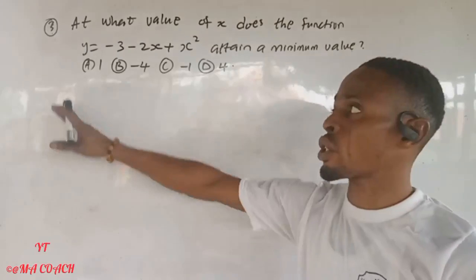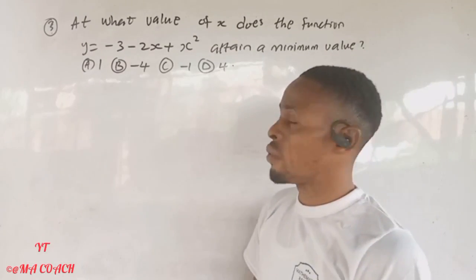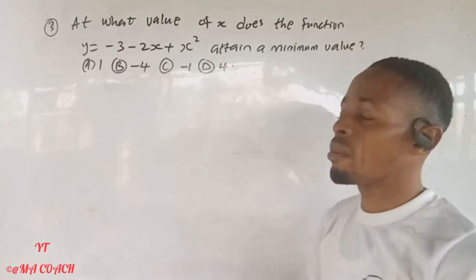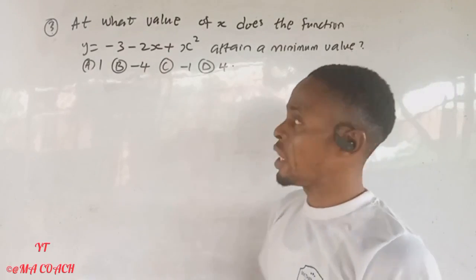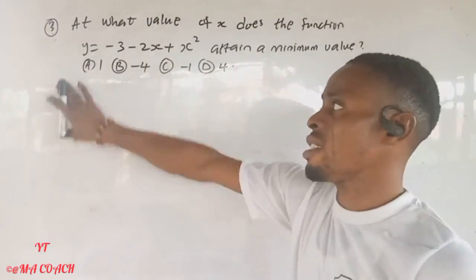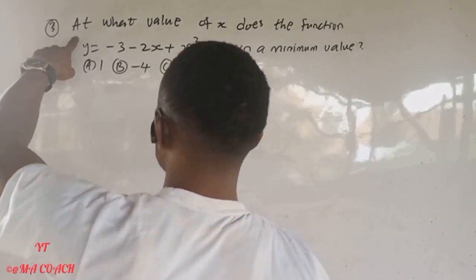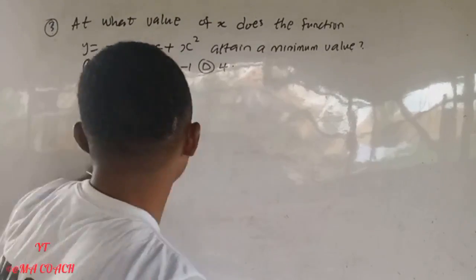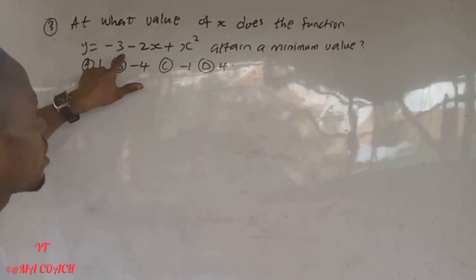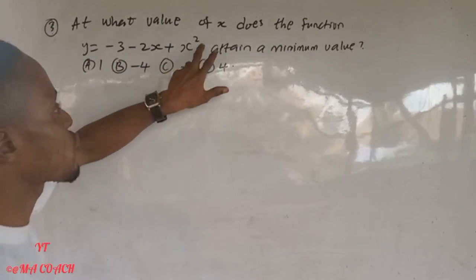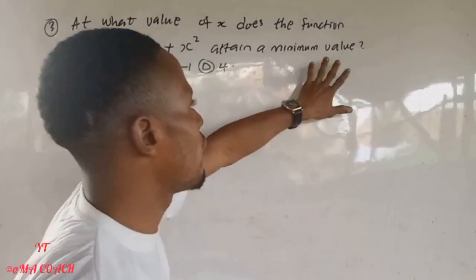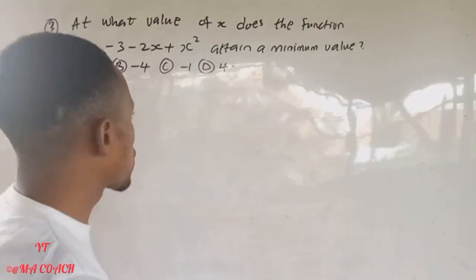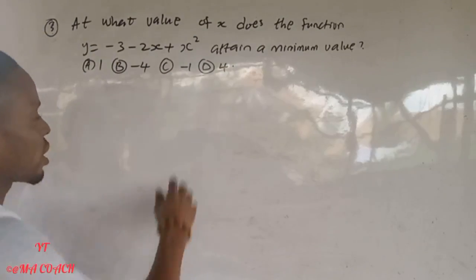Okay, this is question 3, for this calculus question for the upcoming JAMB examination. So in this place now we have question 3 like this. At what value of s does the function y is equal to minus 3 minus 2s plus s squared obtain a minimum value? Okay, so here we have our options.